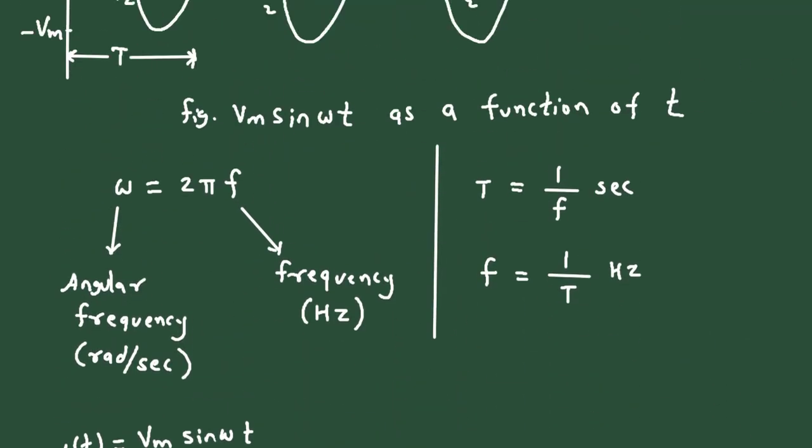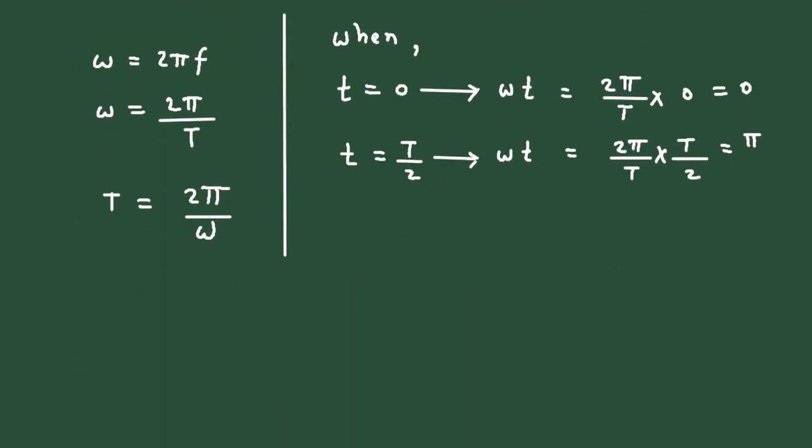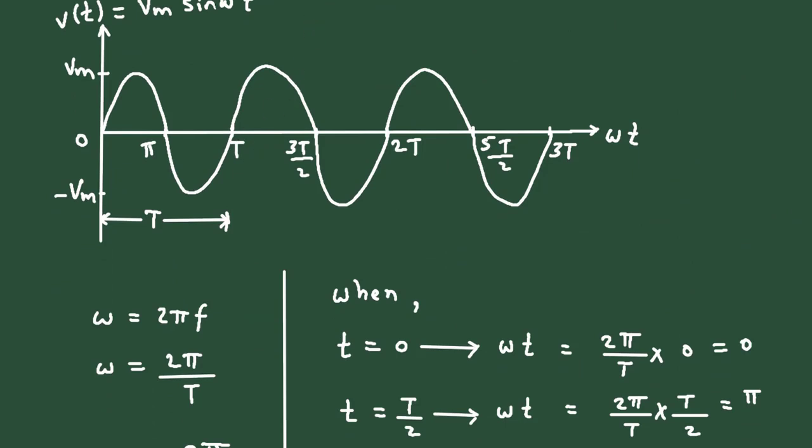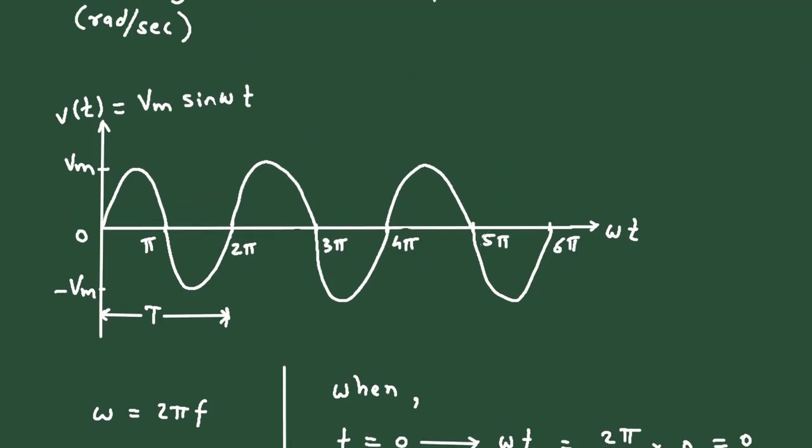Now next, when t is equal to capital T, this implies omega t is equal to 2 pi by T multiplied by this t value, which will be capital T, so this T and this T will get cancelled, so it is 2 pi. So here we have to replace this t by 2 pi. Similarly for all, this is pi, this is 2 pi, then this will be 3 pi, likewise pi, 2 pi, 3 pi, 4 pi, 5 pi, 6 pi. So this is how the waveform will look like.